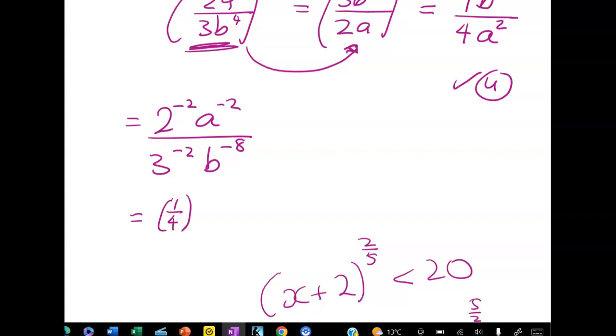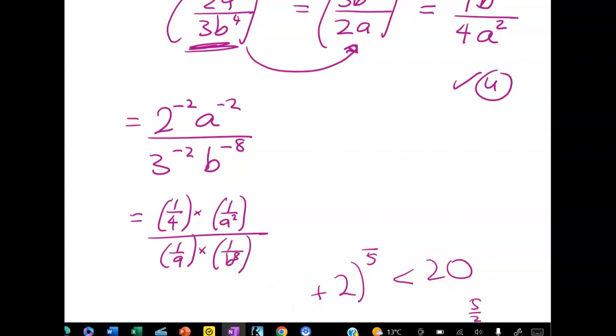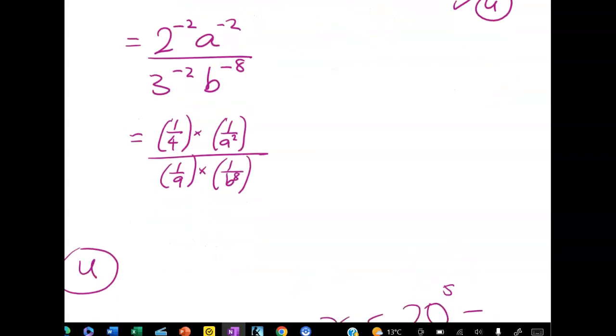But this is what we're actually doing, is 1/4 times 1 over a squared divided by 1/9 times 1 over b to the 8. So I'm going to work this through, but hopefully you're seeing that this is a pretty inefficient way to do this question. So it's well worth getting confident with the negative powers so that we don't have to think like this.